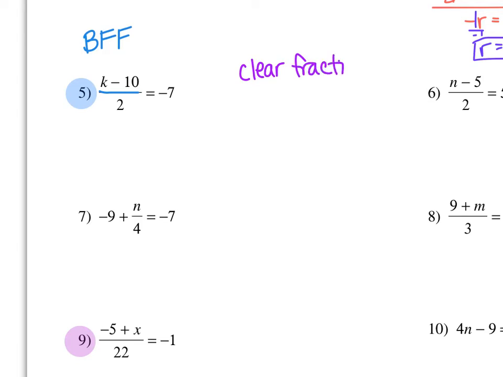And that's what we're going to do to solve for this problem, to get rid of that 2. So when I said that when you were clearing fractions, you were supposed to multiply by the LCD, the least common denominator. Well, the only denominator we have here is 2. So that's what I'm going to multiply by.